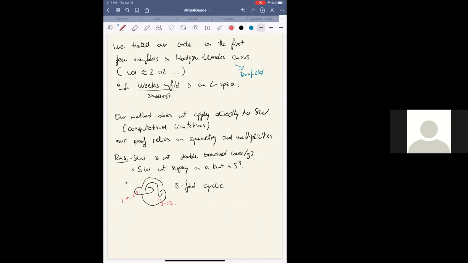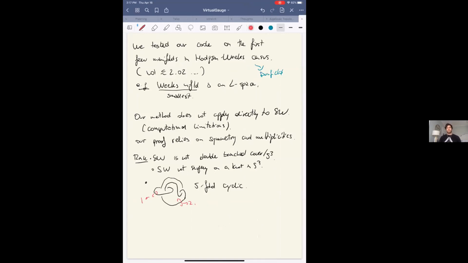So John has a question. I mean, do you know if Seifert-Weber is a filling of some one-cusp manifold whose other fillings maybe we do understand the Floer homology of? Well, I don't know. It's possible, but I don't know how one would find this kind of thing.